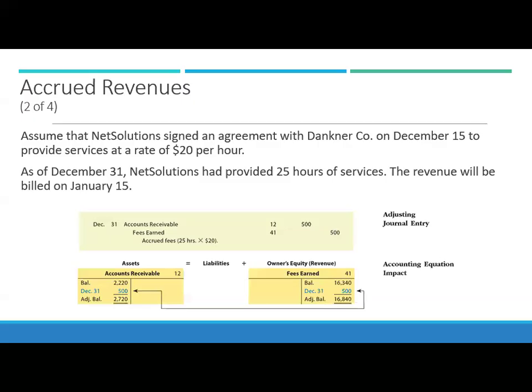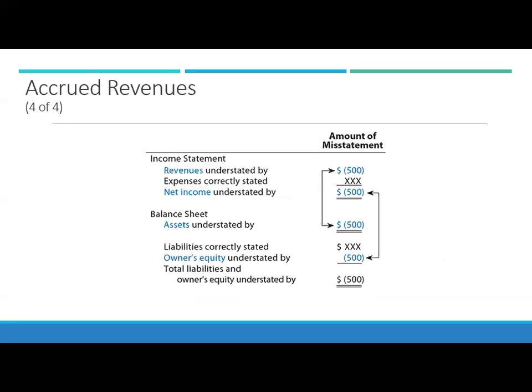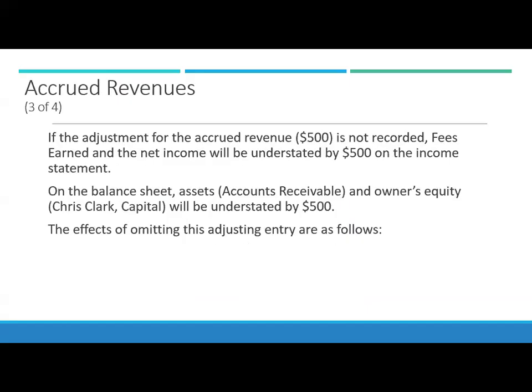And if we did not do this journal entry, our revenues would be understated, our net income would be understated, our balance sheet assets would be understated, and equity would be understated. So it's required for the books to be accurate under the accrual basis of accounting for these journal entries to be done correctly.